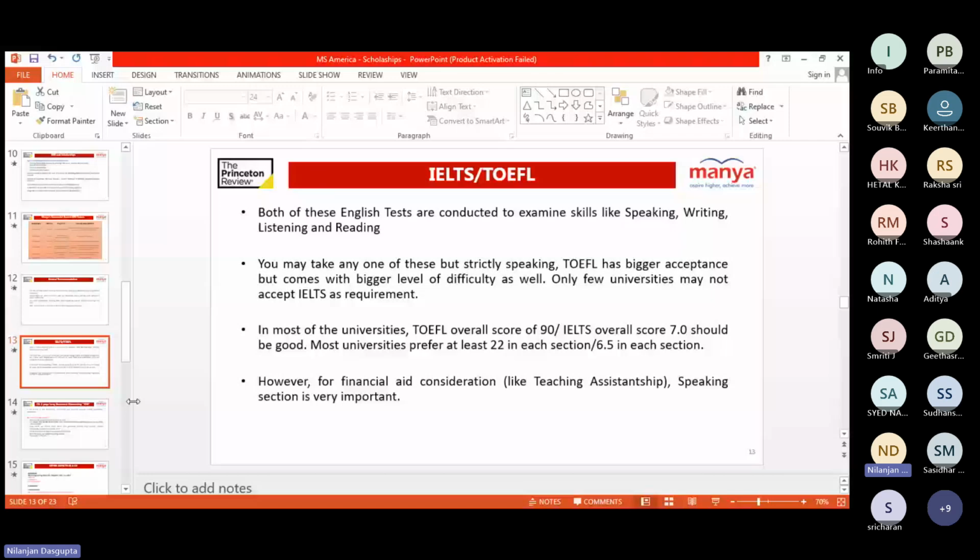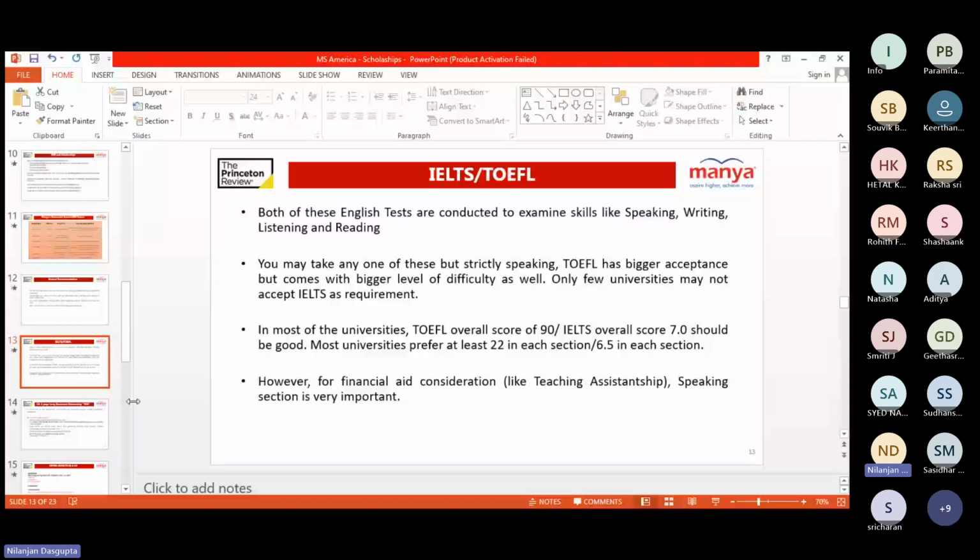Now, if you're writing IELTS, the structure, of course, will remain the same. The four skills that will be evaluated will remain the same: listening, speaking, writing, and reading. For TOEFL, each will be out of 30. Out of 30, you need to get at least 18, preferably at least 22. A good score will be 25 for TOEFL for each and every component.